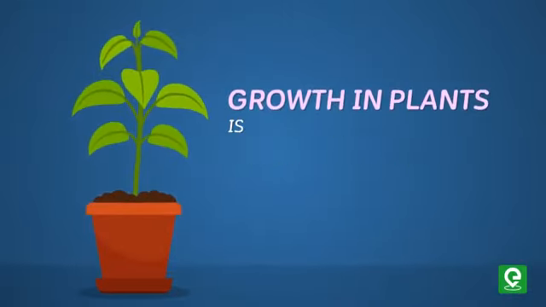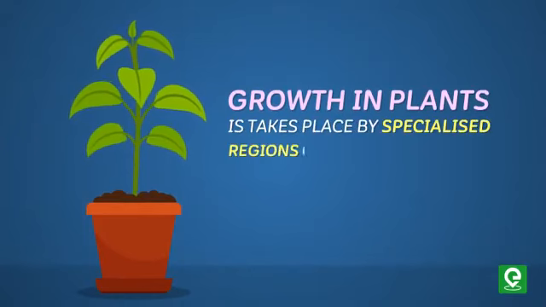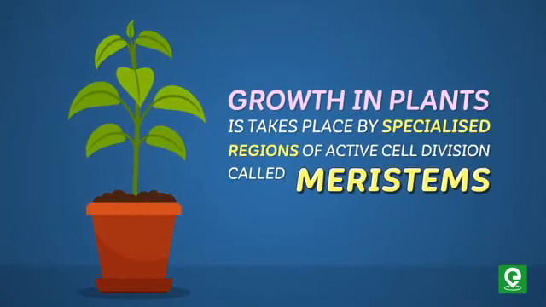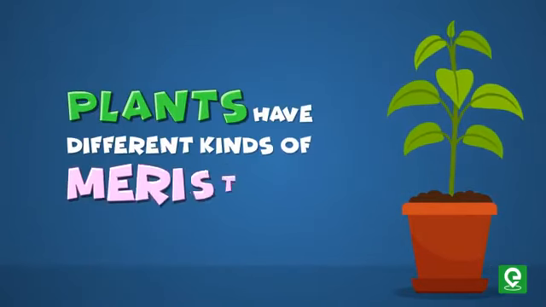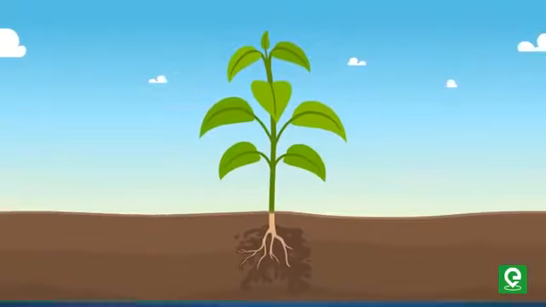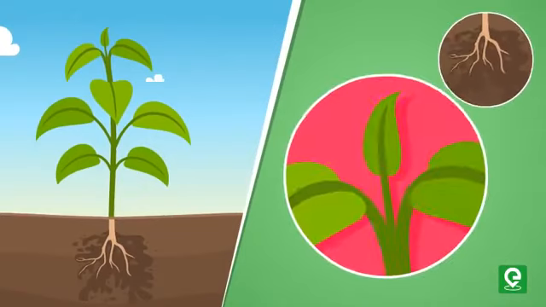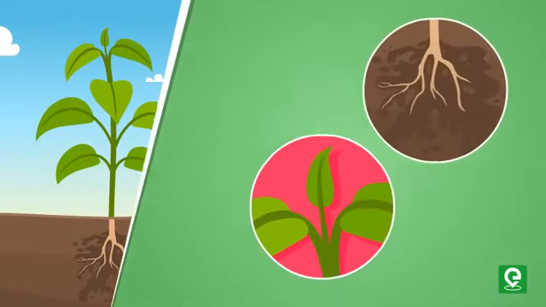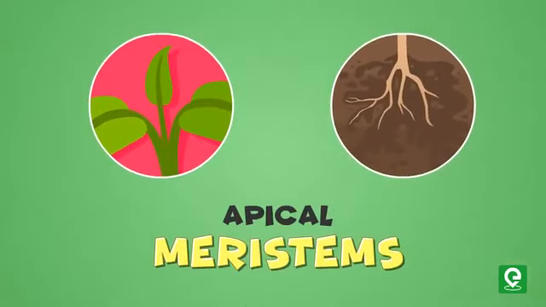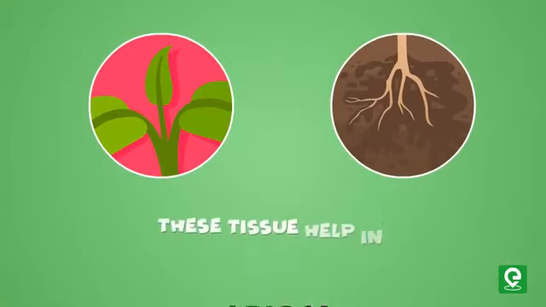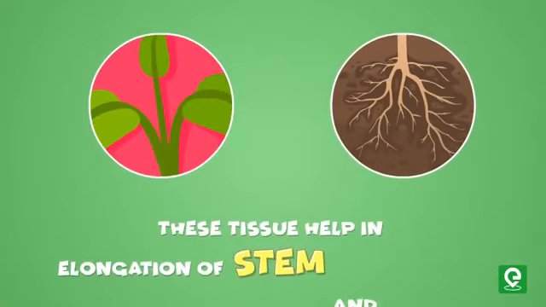Growth in plants takes place by specialized regions of active cell division called meristems. Plants have different kinds of meristems. The meristems which occur at the tips of the roots and shoots are called apical meristems, and these tissues help in elongation of stem and root.